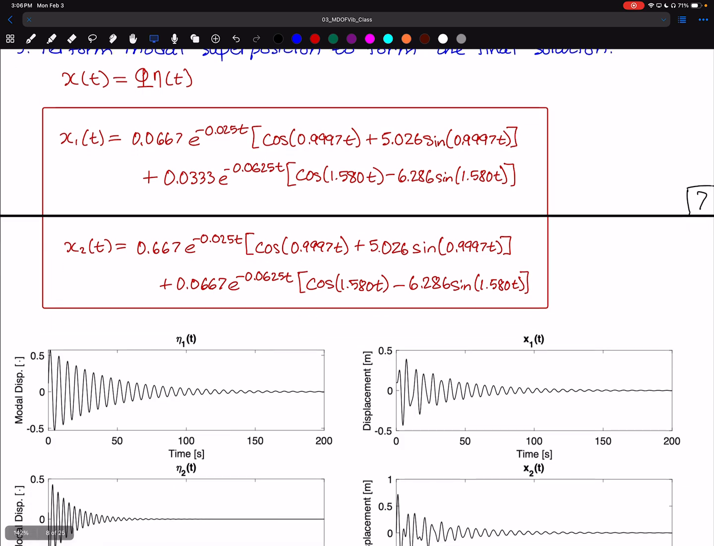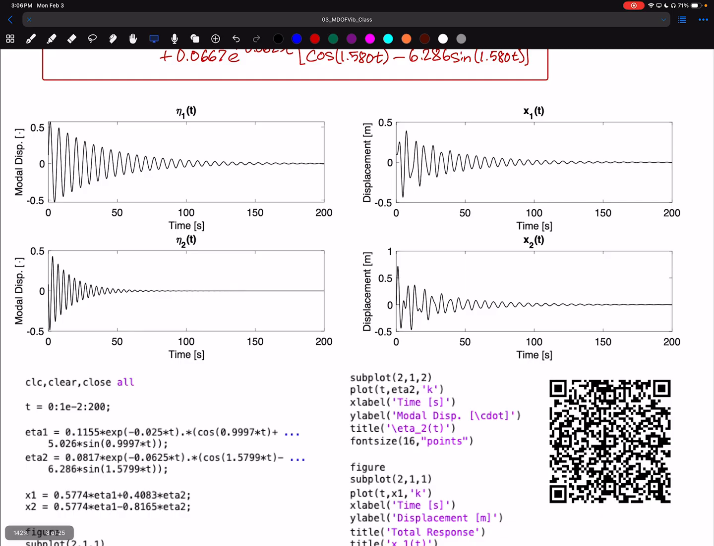All right, so I've gone ahead and plotted the modal responses on the left here, which you'll see only have a single frequency of oscillation. And then on the right is the superposition and the physical displacement of each block, which is a modal superposition of the individual mode responses.